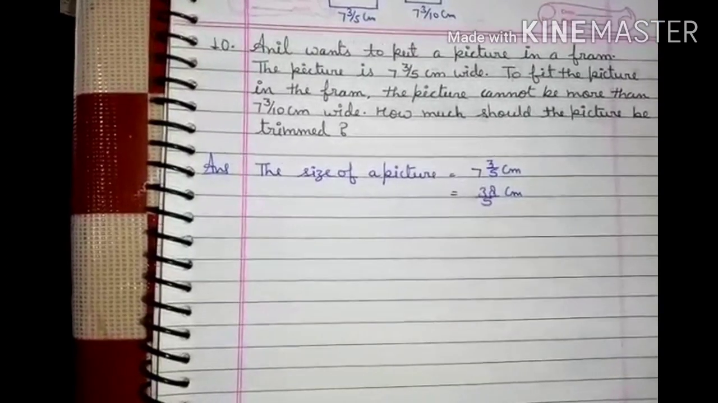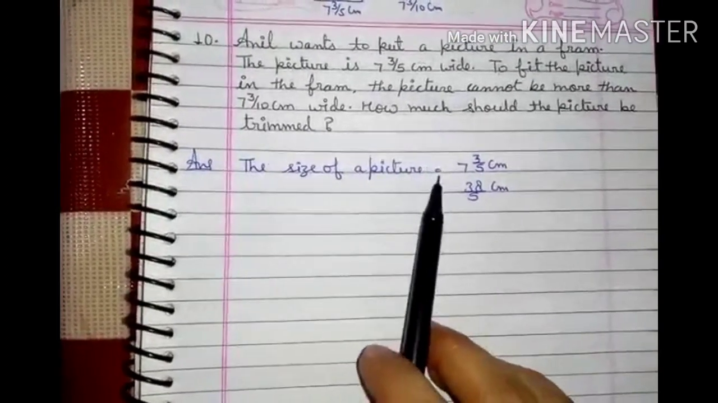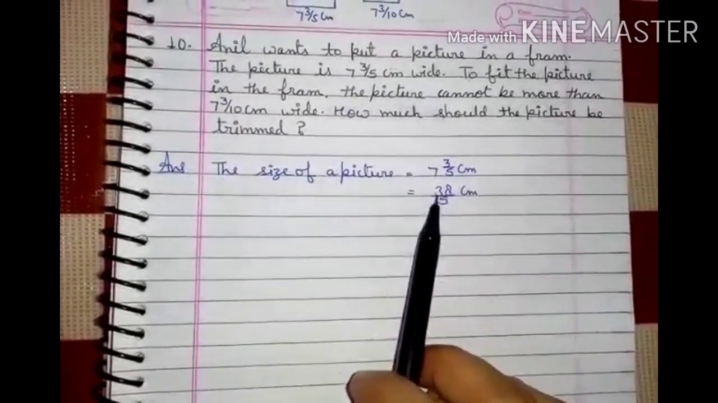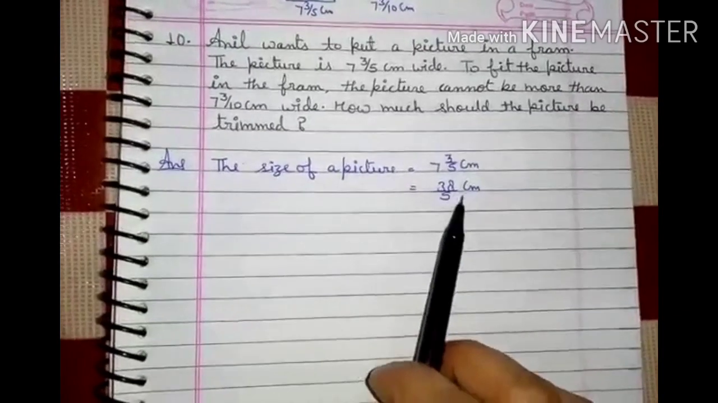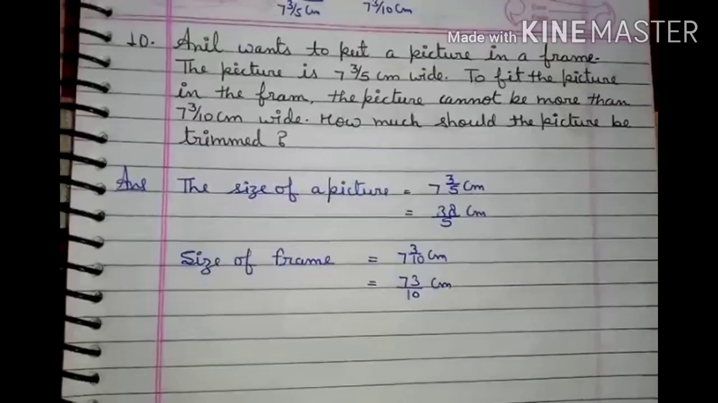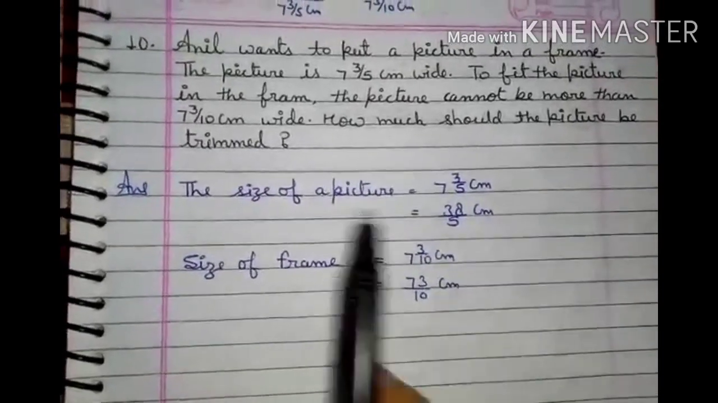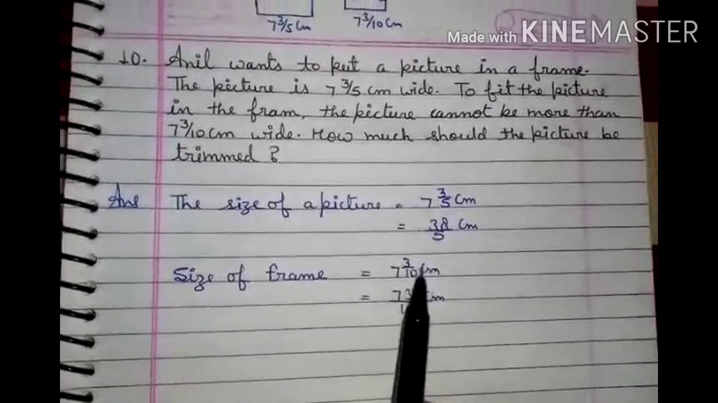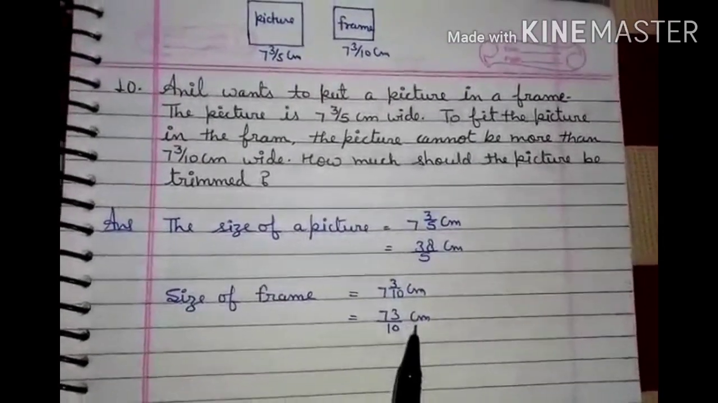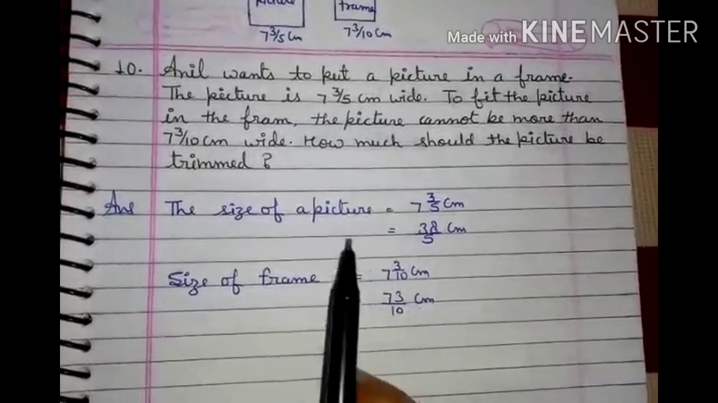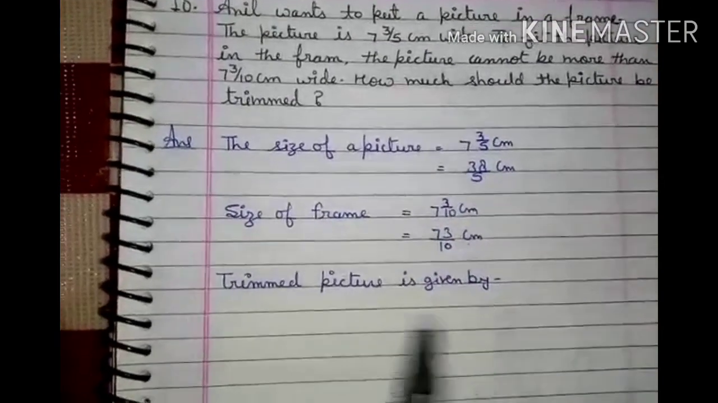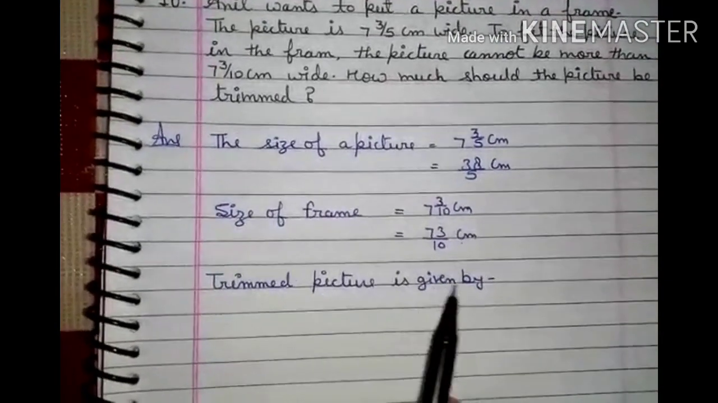Now your statement 1 is: the size of a picture is equal to 7 3/5 centimeter, or you can convert it into an improper fraction, 38/5 centimeter. Now the second statement will be the size of the frame. Now the size of the frame is equal to 7 3/10 centimeter or 73/10 centimeter. Now we are to trim the picture. We will write here: trimmed picture is given by.